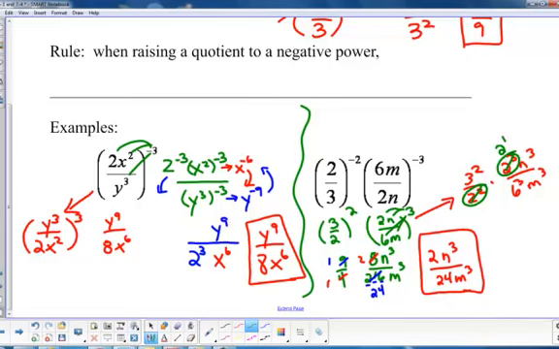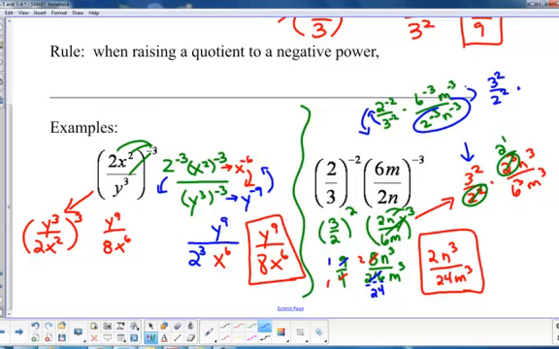And then if you left it all negative, you would have 2 to the negative 2 over 3 to the negative 2 times 6 to the negative 3, m to the negative 3, over 2 to the negative 3, n to the negative 3. And then you would move every single thing. That moves down, and that moves up. So 3 squared over 2 squared. We're going to end up right where we are right here, times this whole thing moving up, 2 cubed n cubed, and this whole thing moving down, 6 cubed m cubed.